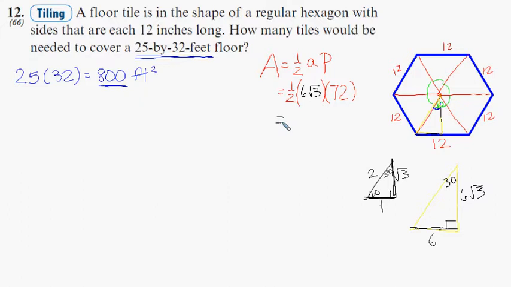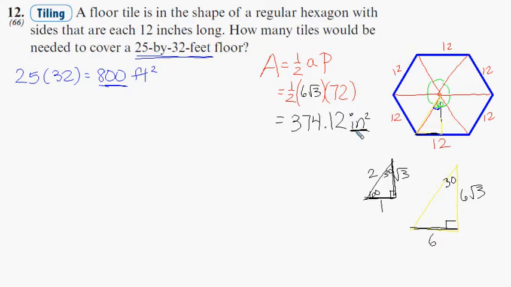Now we're ready to find the area. Well, 1/2 times 6 times the square root of 3 times 72. If you do all of that multiplication out, you'll get 374.12 inches squared. So this one tile has an area of 374.12 inches squared. Now I did some rounding there, so if you can leave this 374.12 in your calculator, that'd be a good idea, right?